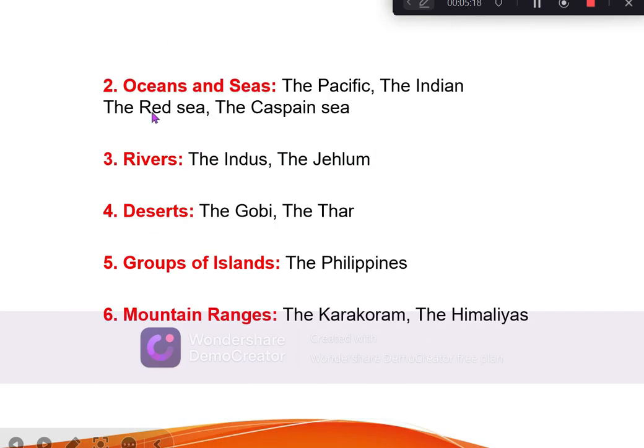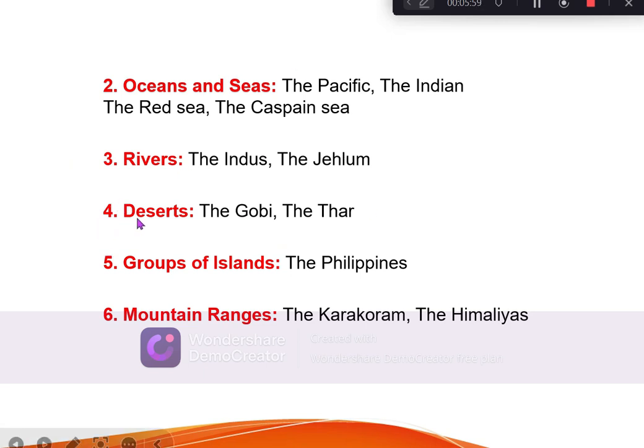The article is used with the names of oceans and seas. Whenever you write or pronounce the names of oceans and seas, you need to use the article. The Pacific, the Indian, the Pacific Ocean, the Indian Ocean, the Red Sea, the Caspian Sea, the Yellow Sea, the Black Sea, all these names will take the article with them. The article is also used with the names of rivers: the Indus, the Jhelum, the Chenab, the Mississippi River.